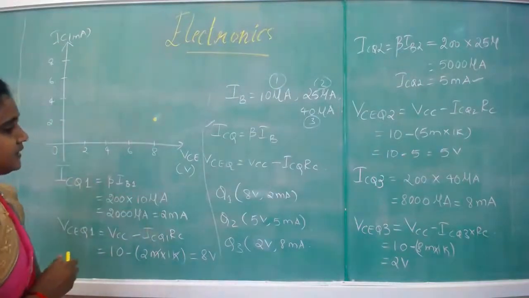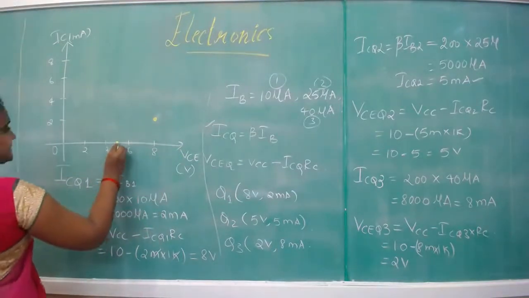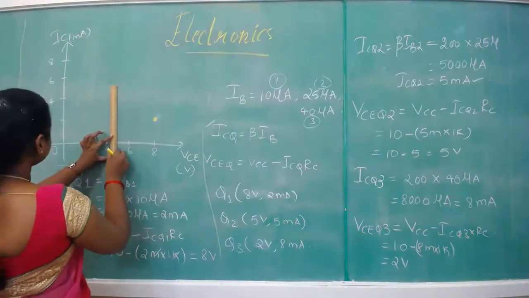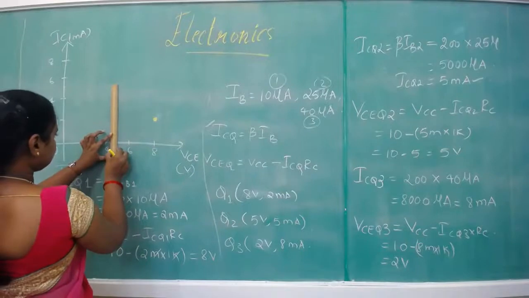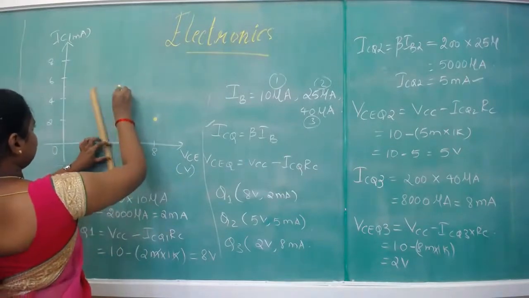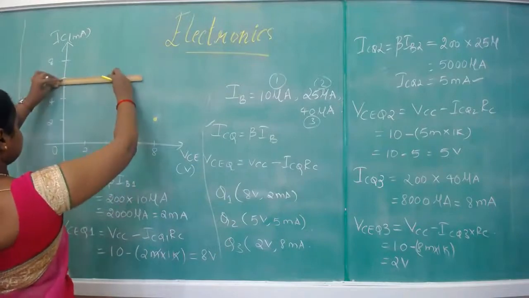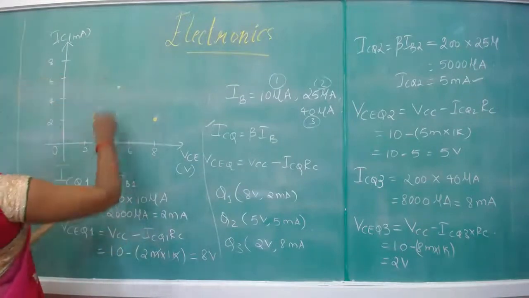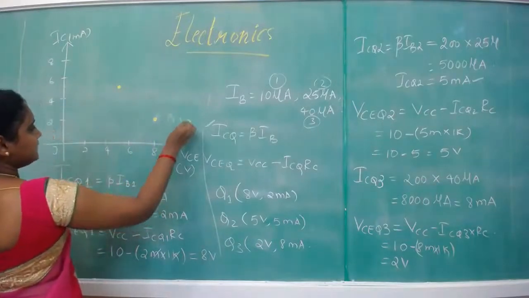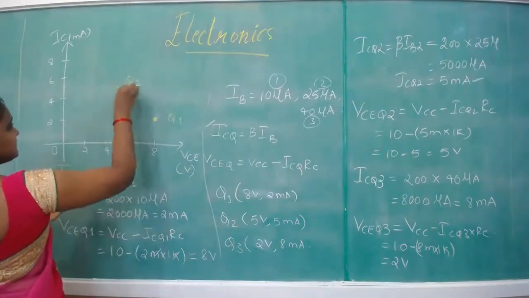Next, 5 and 5. That means between 4 and 6. So we will get somewhere here. This is the second point. So this is Q1. This is Q3.